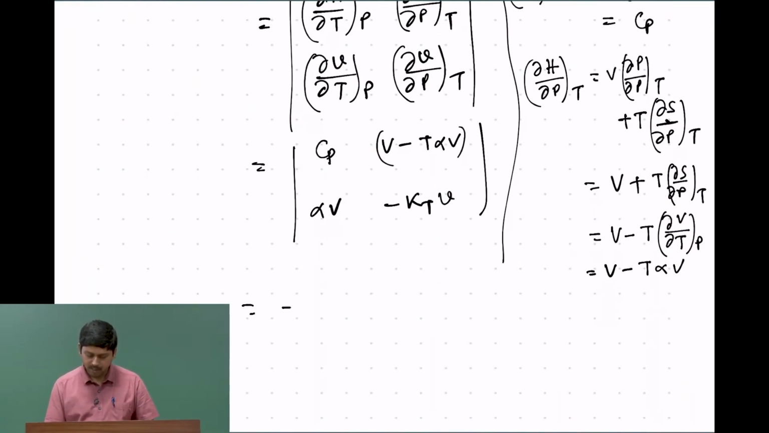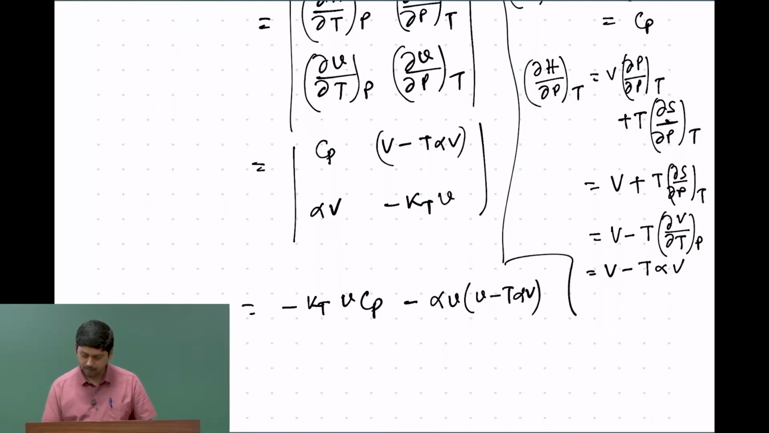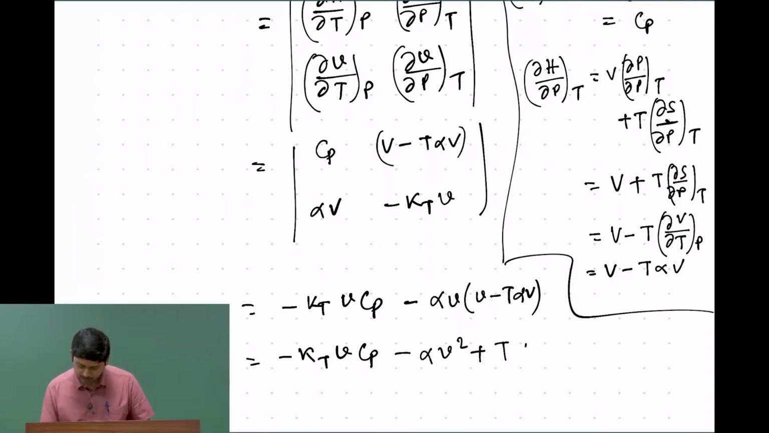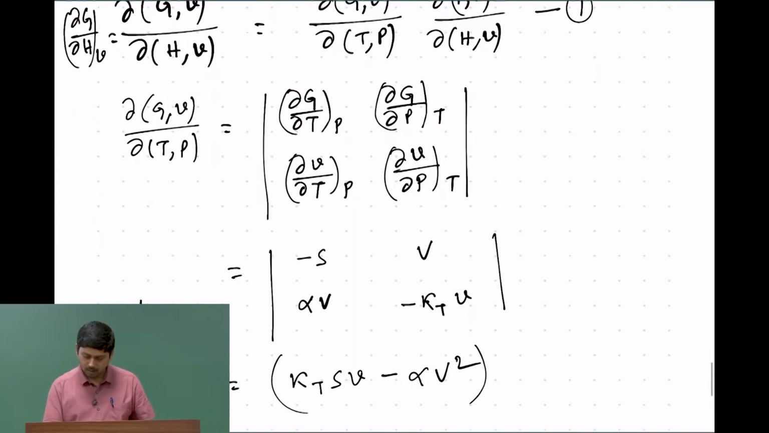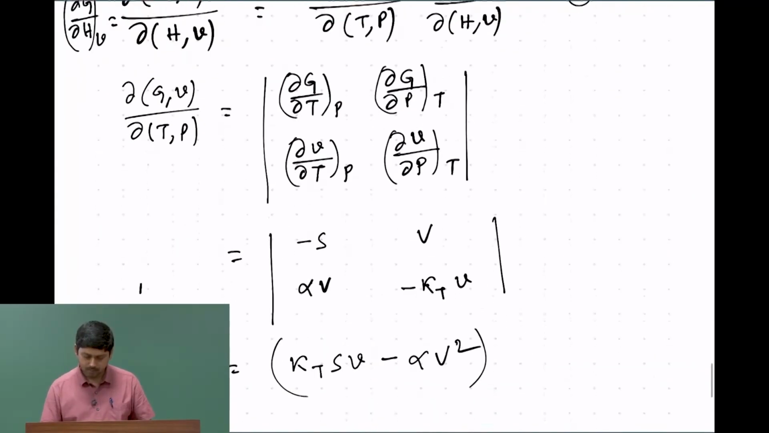So, we got minus kappa T V Cp minus alpha V into V minus T alpha V, which is minus kappa T V Cp minus alpha V square plus T alpha square V square. Let us see if I am okay. T alpha square V square, yeah. So, we got two quantities, this was our 1 and this is the second one.